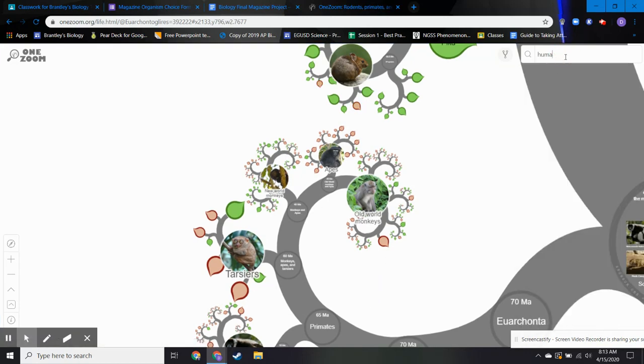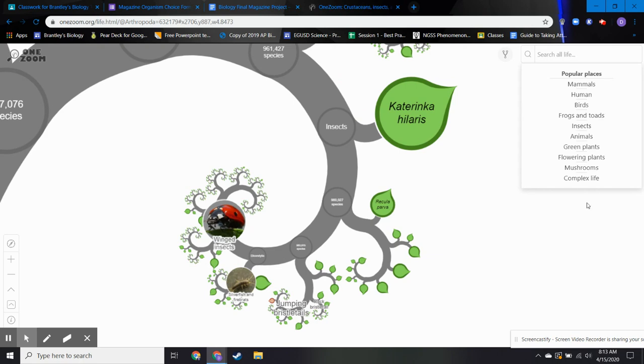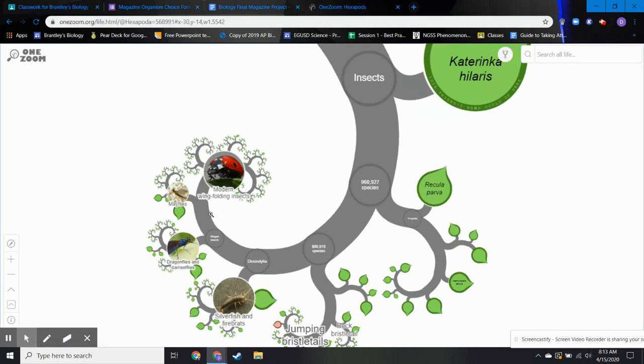If you honestly have no idea how you want to tackle this, then just go up here and start somewhere. Be like, I really like insects. So I'm going to click insects. This will take you to all insects, and once you get there, you can kind of explore.